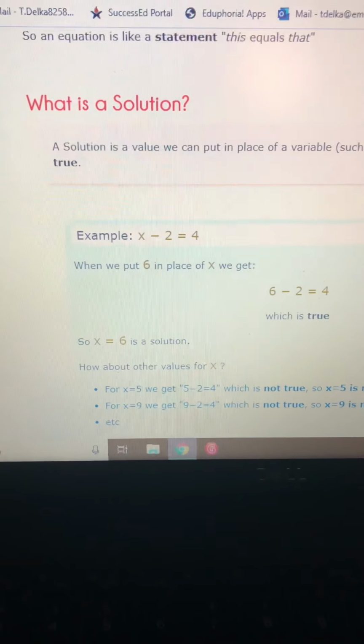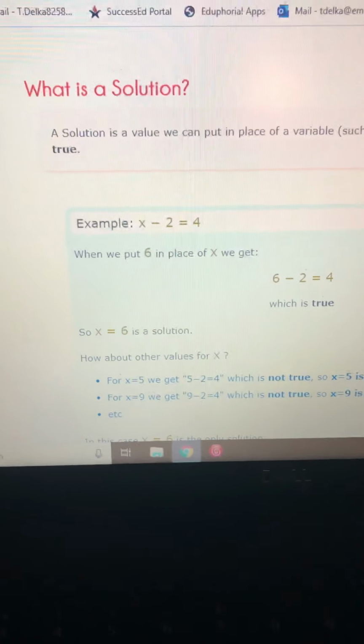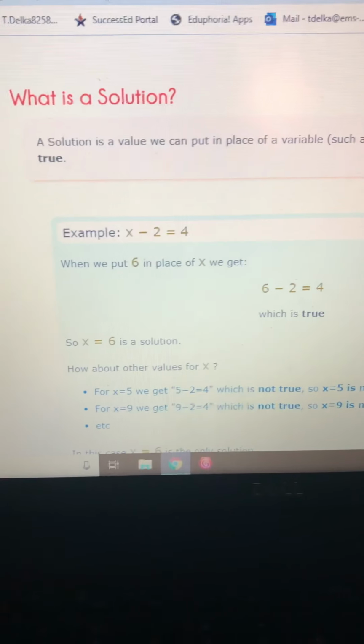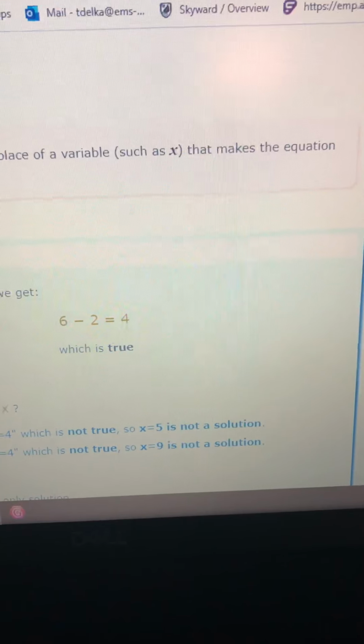So then what we're trying to do is solve for x in any equation. And so we need to know what a solution is. A solution is a value we can put in place of a variable, such as the letter x, that makes the equation true.